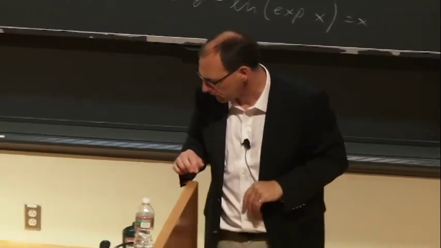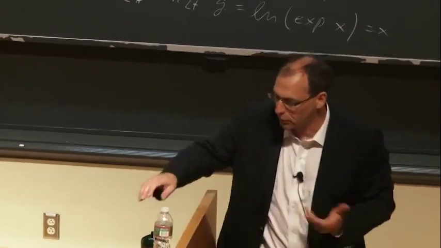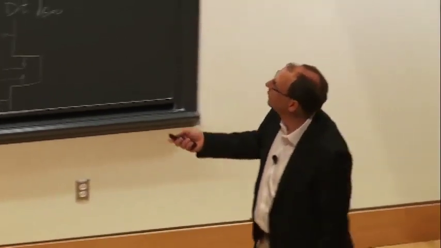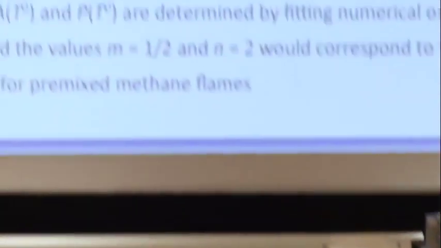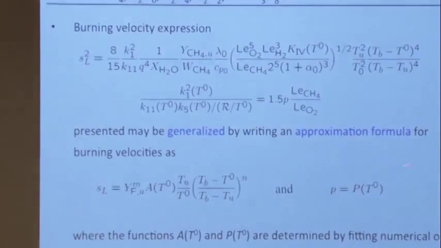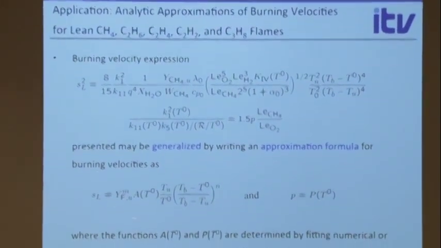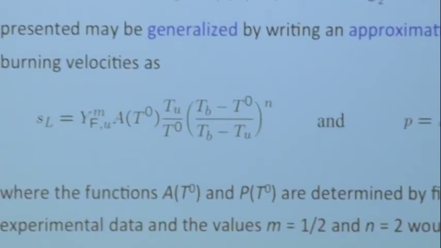So this is what we do here now. We have an analytic expression for the burning velocity. What if we just take that as a basis function for a fit? It's very simple. This is our analytic relation, and this is our basis function for a fit. You see it's the same.